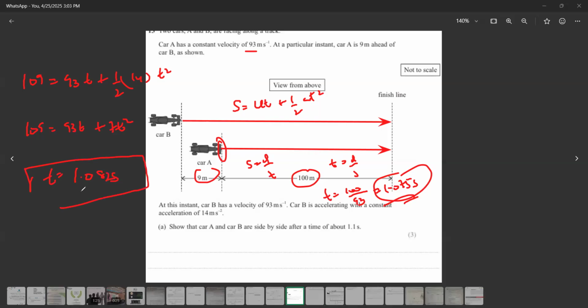So it means car B will reach the finish line at 1.082 seconds. So it means it will take a longer time to reach the finish line. It means car A will reach the finish line first, or car A will finish the race first. Is it clear?